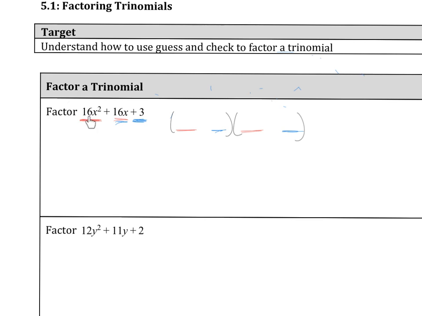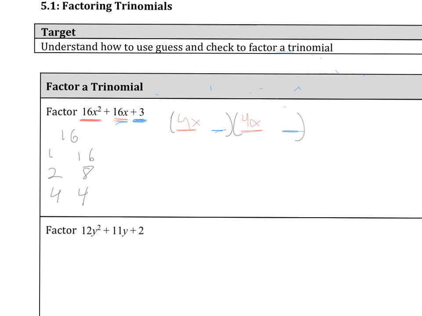So I'm going to try to do this as authentically as I can. When I think of 16x squared, in my head I'm thinking 16, it's either 1 times 16, or maybe it's 2 times 8, or maybe it's 4 times 4. I don't know which one of these things it is. It's only one of them. It can't be any of them. It's got to be a specific one, and the only way to know is to try. I'm going to try with the 4 and the 4. So two things that multiply to make 16x squared would be 4x and 4x.